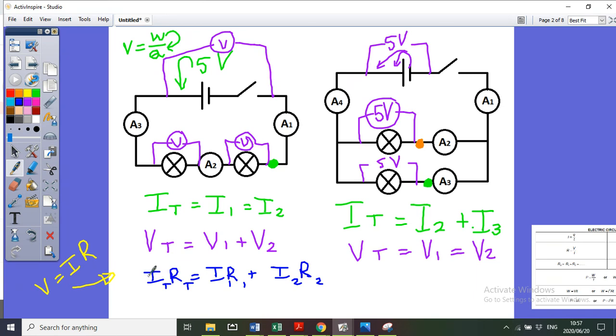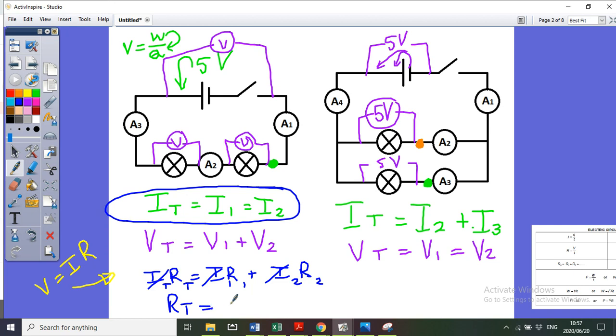Now, what you know for this is that the currents are constant. So I can divide my whole equation by the current, because they're actually the same thing. That means I'm getting rid of all those currents, and I get that the total resistance is equal to resistor 1 plus resistor 2. And that is what you then do.